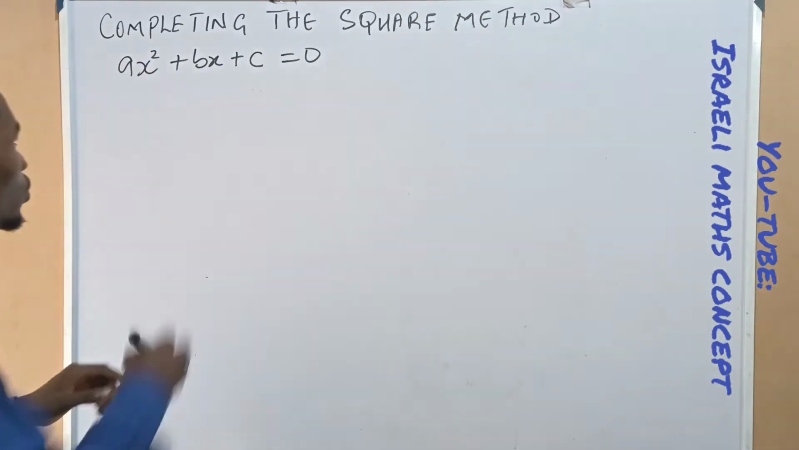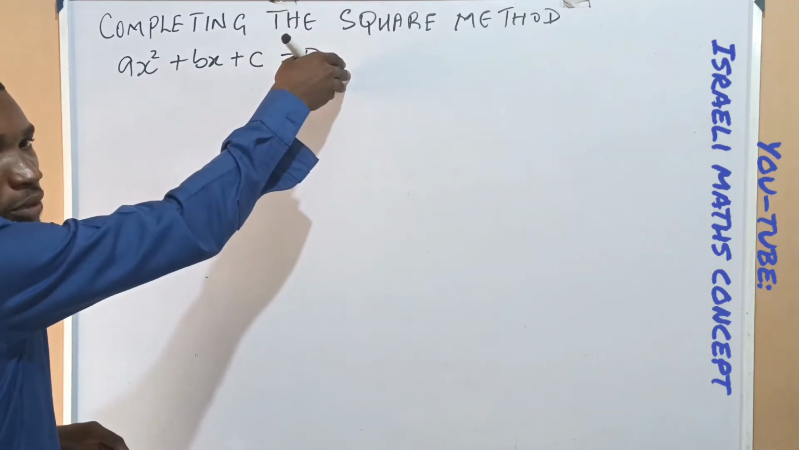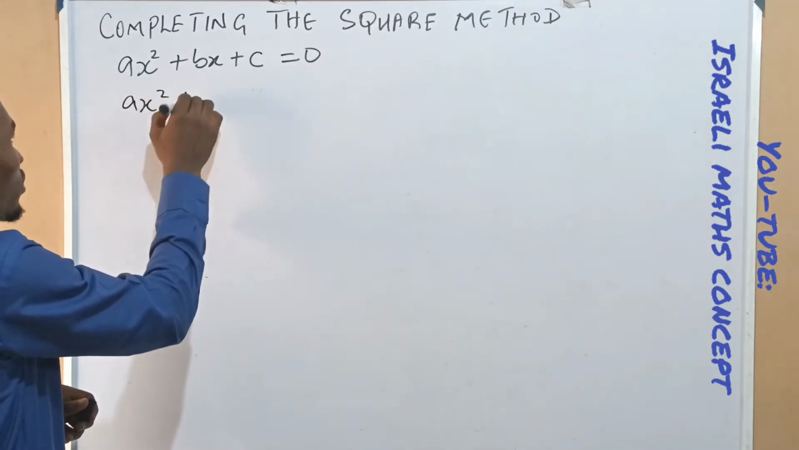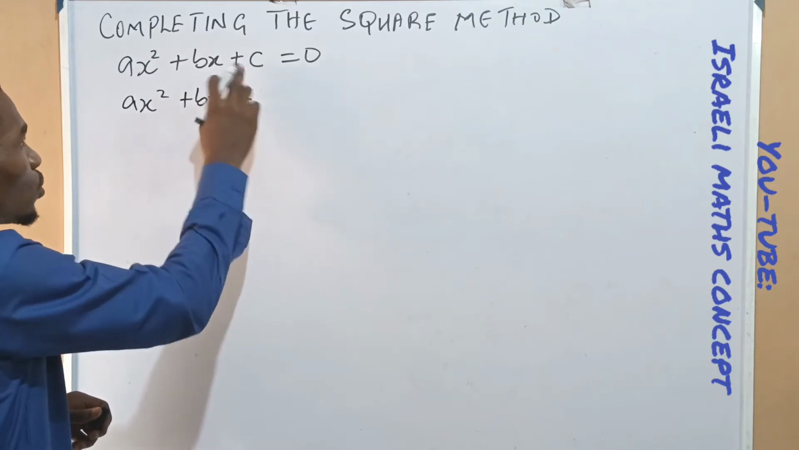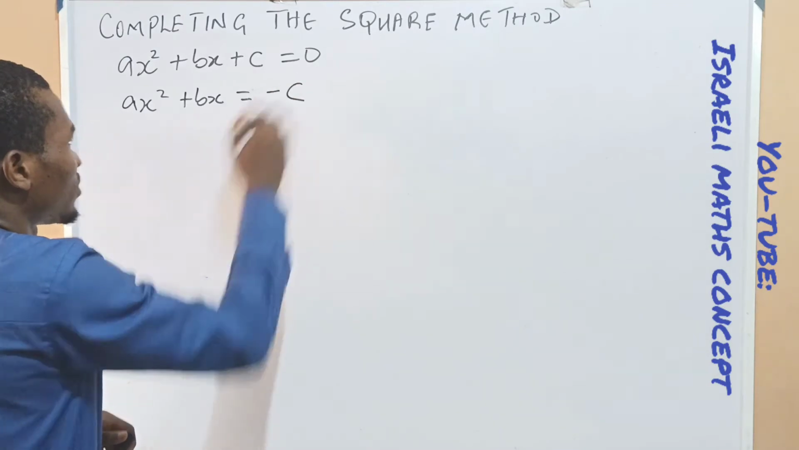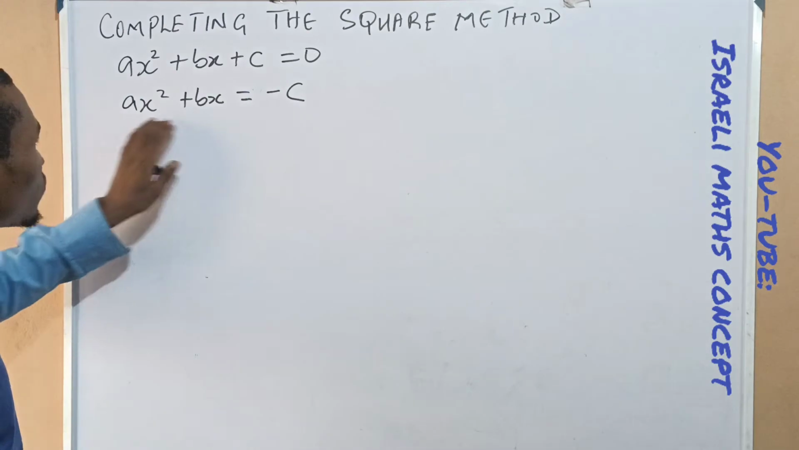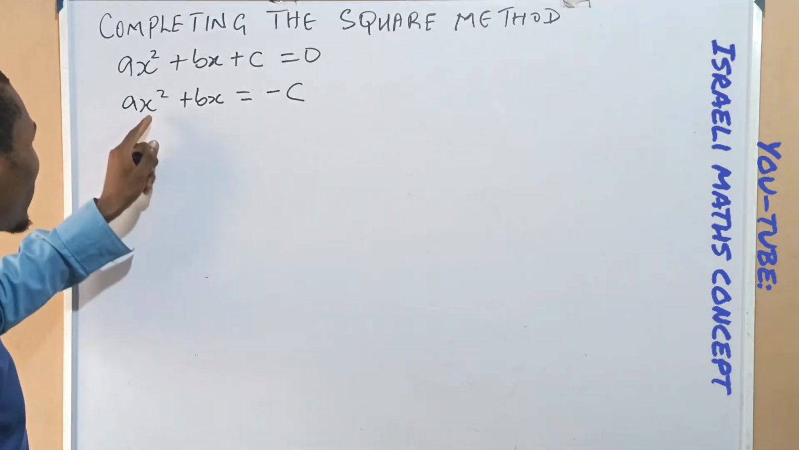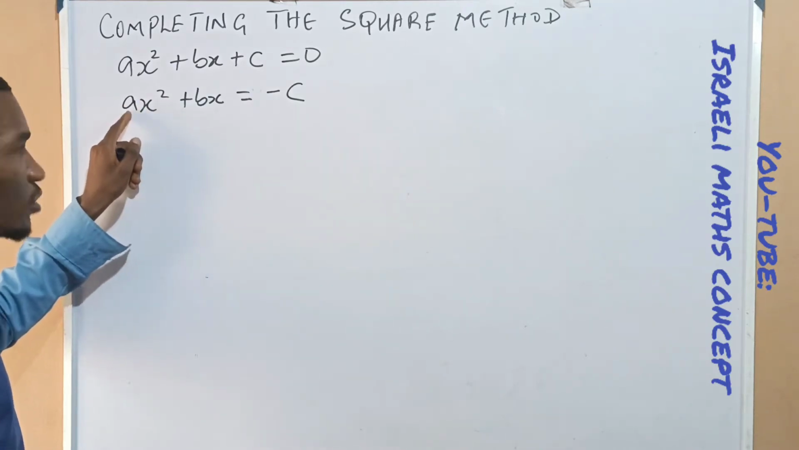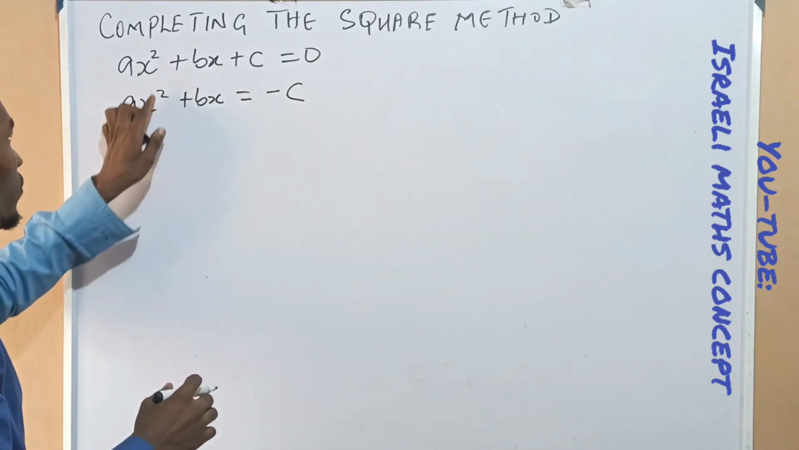The first thing we are going to do is to take this positive c to the right side of the equation to become negative c. Hence we have ax squared plus bx is equal to negative c. Then the next thing we are going to do is to divide through this given equation by the coefficient of x squared, and the coefficient of x squared is a. So all through this equation we divide it by a.